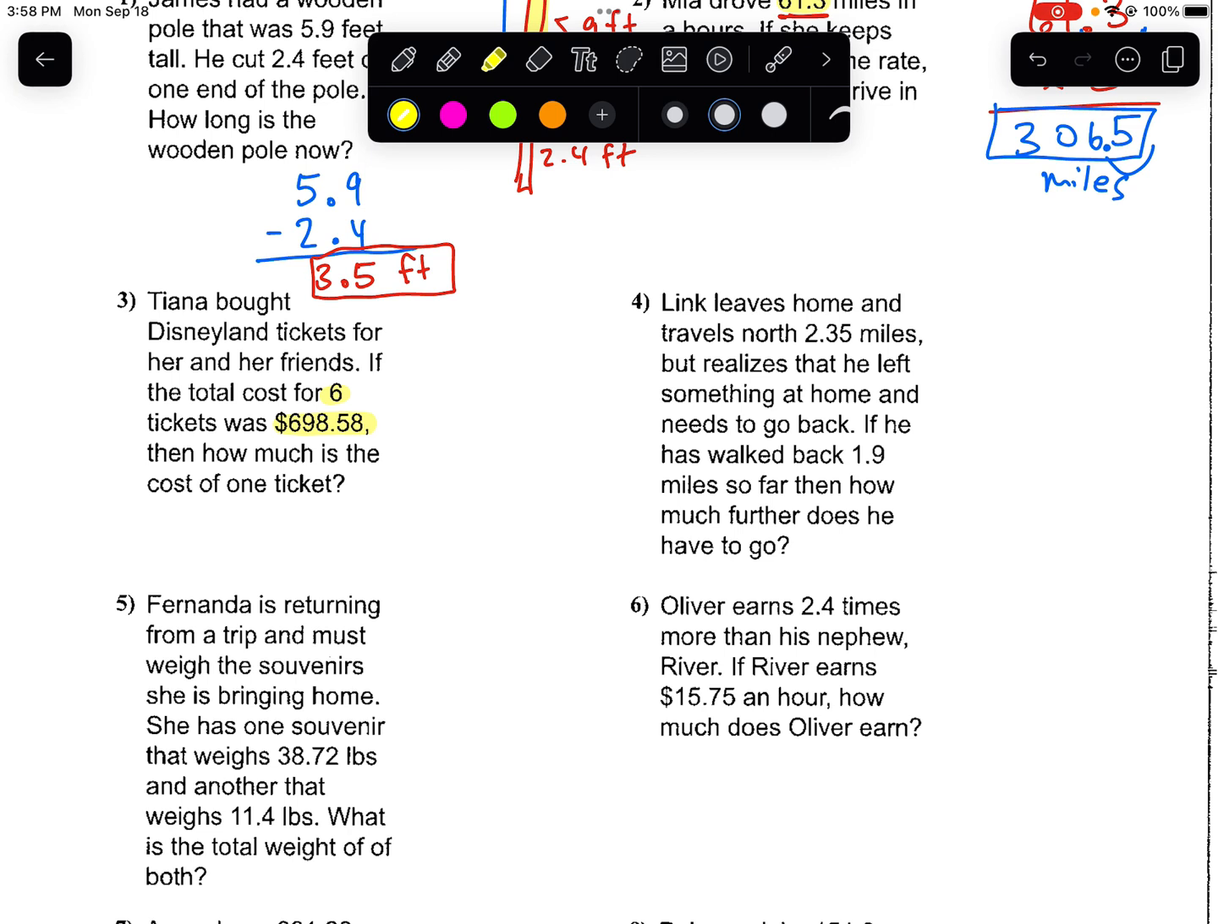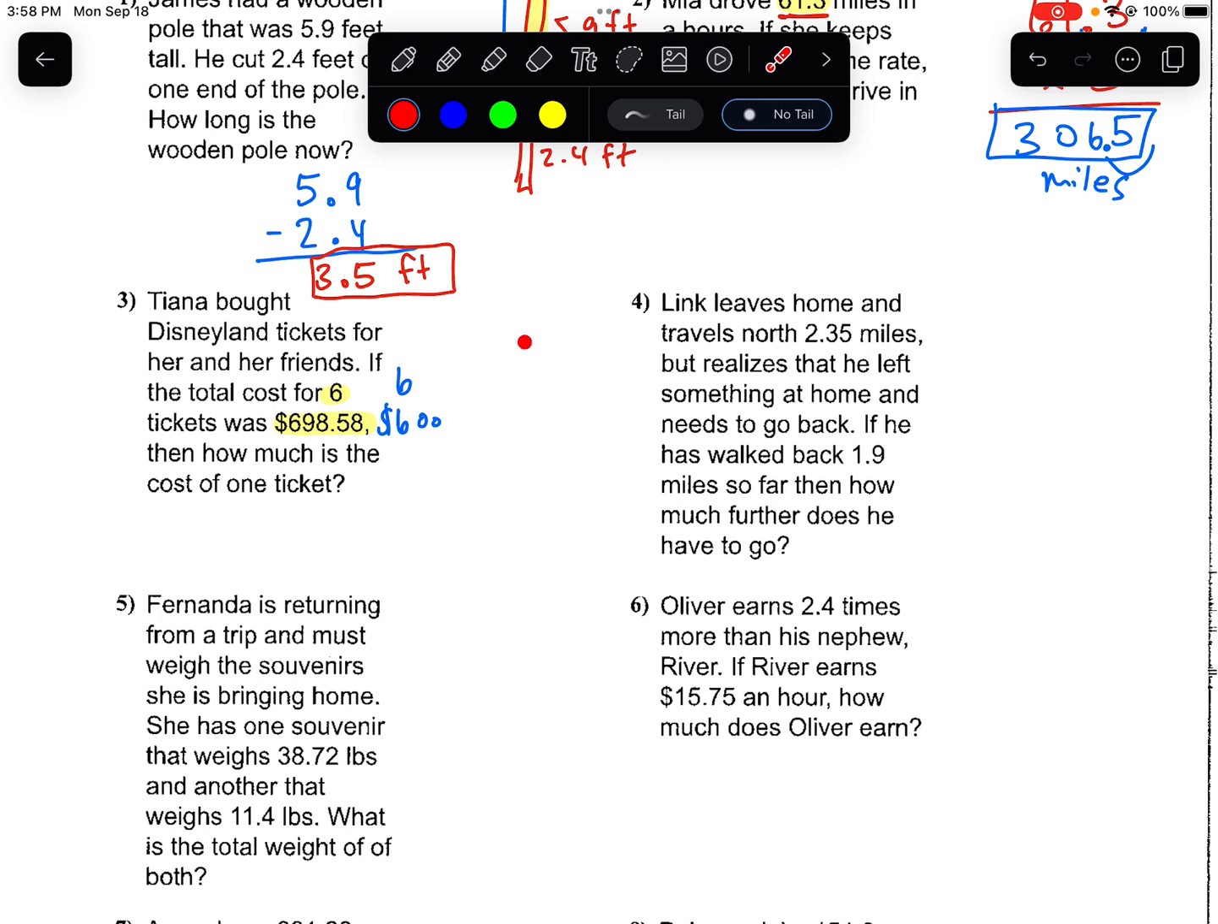Well, again, let's use our strategy, easy numbers. Let's say they bought 6 tickets for $700. Or we can even just say $600. If she bought 6 tickets for $600, can we figure out how much one ticket would cost? Well, 6 tickets for $600. You can figure that out in your head, right? That's like $100 per ticket.